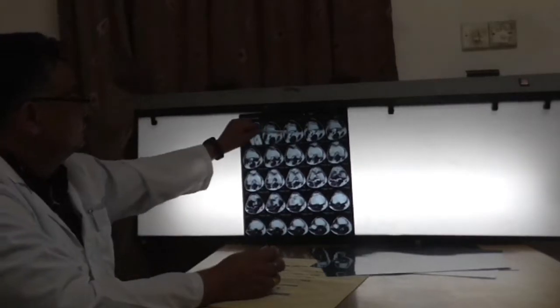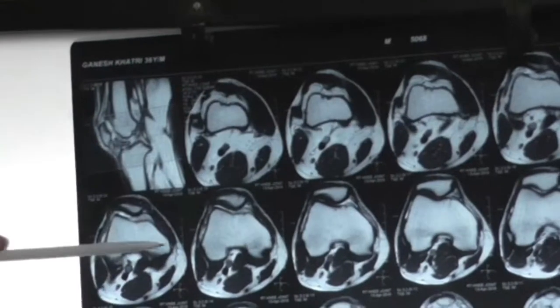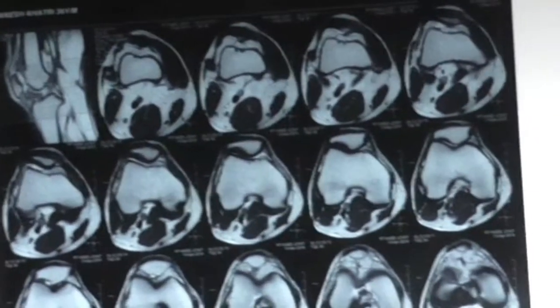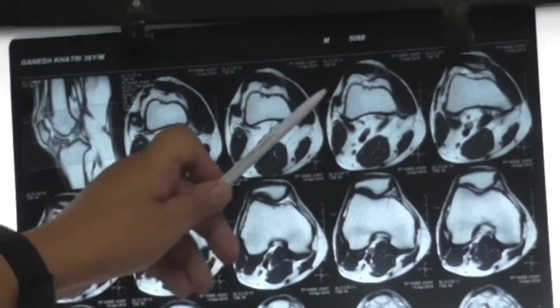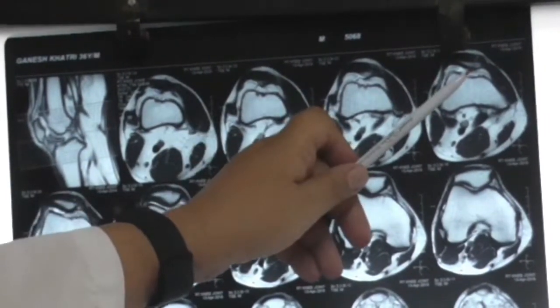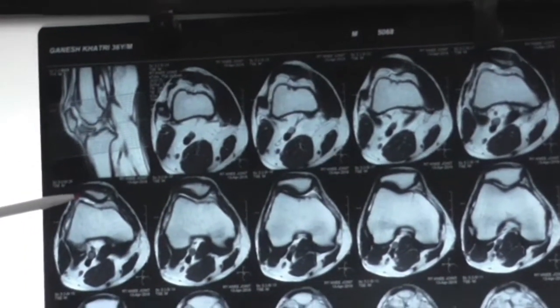Since this is a T1 image, you can see that this whole thing is fluid in the joint, so it indicates that the patient is having an effusion. Then you can see that this all is the cartilage part, femoral cartilage. The patella hasn't appeared yet. Now the patella starts appearing. So this is the superior part of the patella.